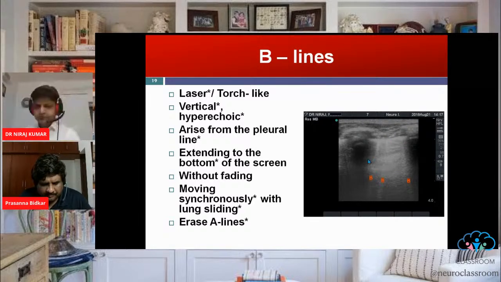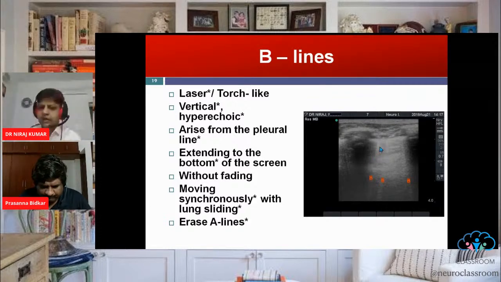Okay, B lines are very, very important. I have already mentioned that A lines are present in the normal lung. B for bad, if you want to remember: if you are getting the B lines, that means something is bad inside the lung.